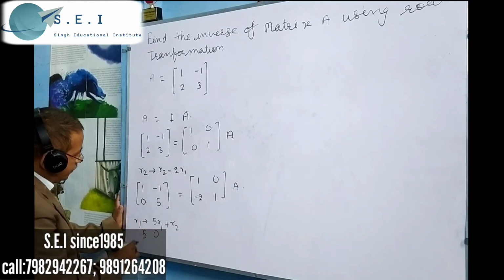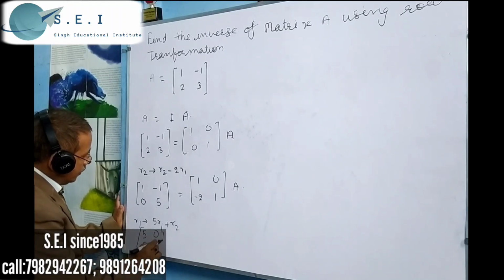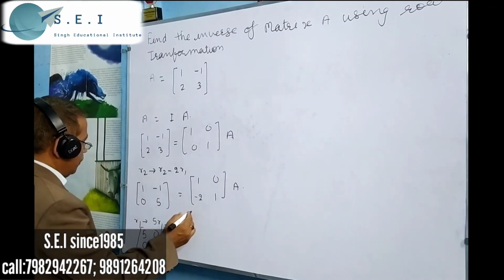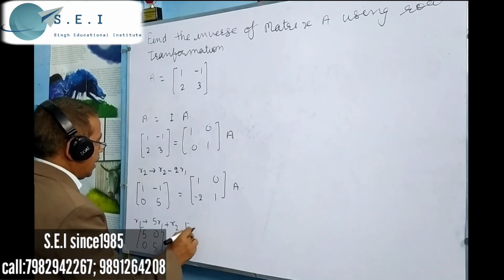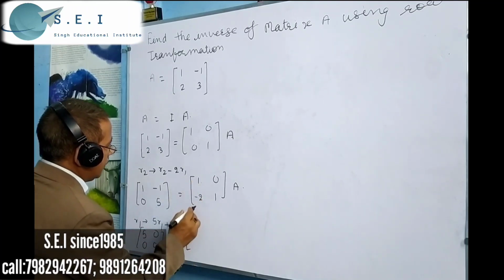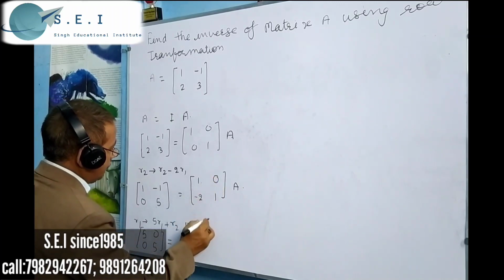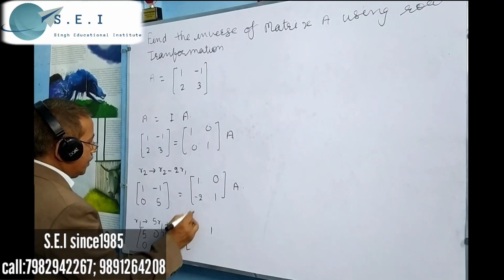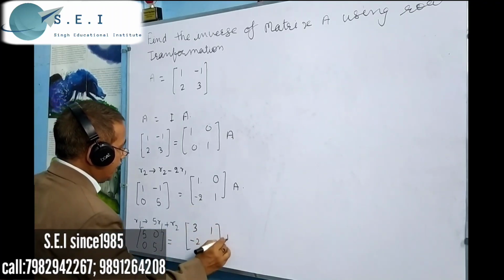In the next step, write R2 the same. R2 is equal to R2. So R1 is transformed into 5R1 plus R2. 5 into 1 plus -2 is 3. 5 into 0 plus 1 is 1. And R2 remains the same, -2 and 1. A.